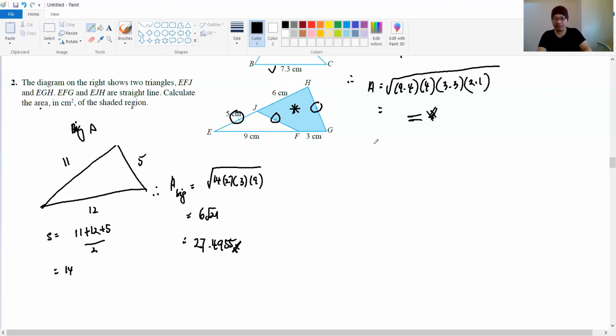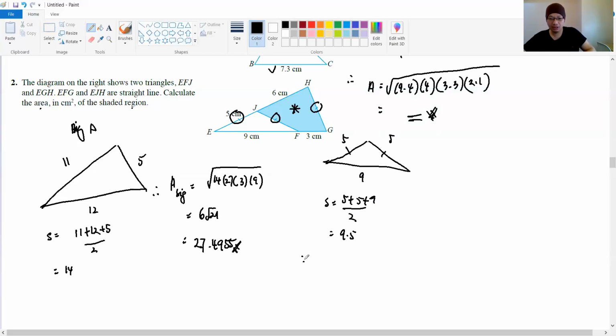The small triangle here, we got 5, we got 5 here, we got 9. So there's no angle, right? So Heron again. So to find this area, we need to find the S also. So the mid perimeter will be 5 plus 5 plus 9 divided by 2. So 19 divided by 2, your answer will be 9.5 here.